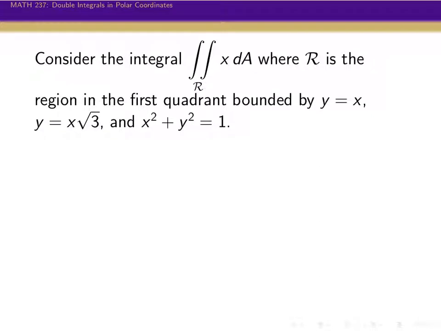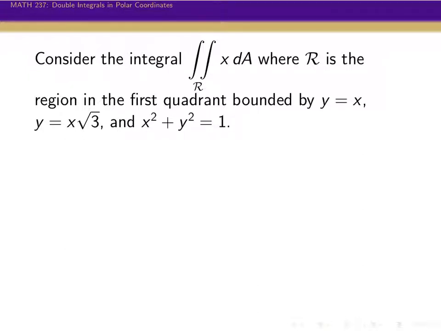All right, so let's start with an example. We want to do this integral where we're integrating x over the region R, where the region is in the first quadrant and it's bounded by the lines y equals x and y equals x times the square root of 3, and is inside the circle x squared plus y squared equals 1.